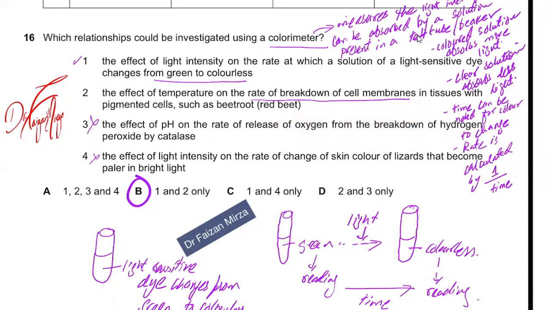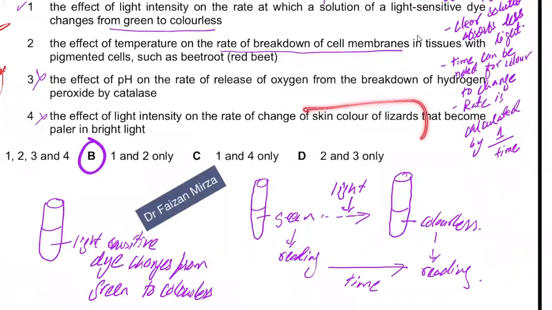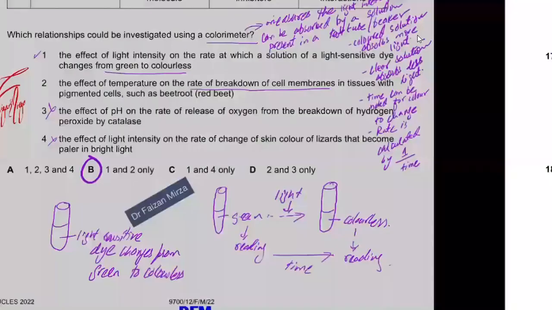4. The effect of light intensity on the rate of change of skin color of lizards, which become paler in bright light. For the colorimeter to work, the light must pass through the specimen. You place the test tube, you allow the light to pass through. Whatever light is absorbed is given off as a reading, and you see how much light is allowed to pass through. For example, if it's a lizard, you can't allow the light to cross the lizard and see how much of the light got absorbed in the lizard's body, because there are not just skin cells, there are muscles, there are bones, there are a lot of tissues inside a lizard. So all those will be impeding light. So a colorimeter cannot be used in that way. So the answer will be 1 and 2 only.